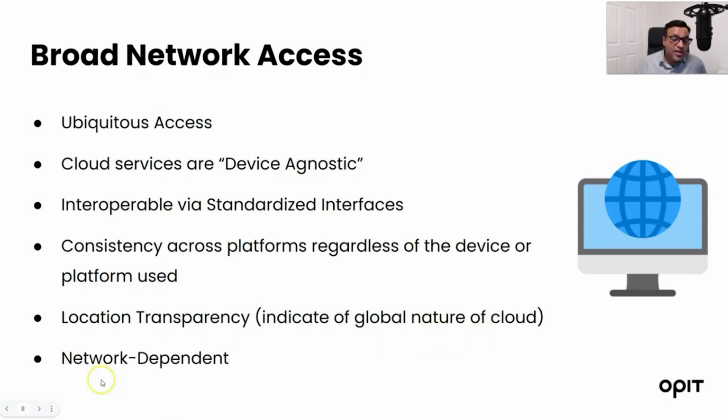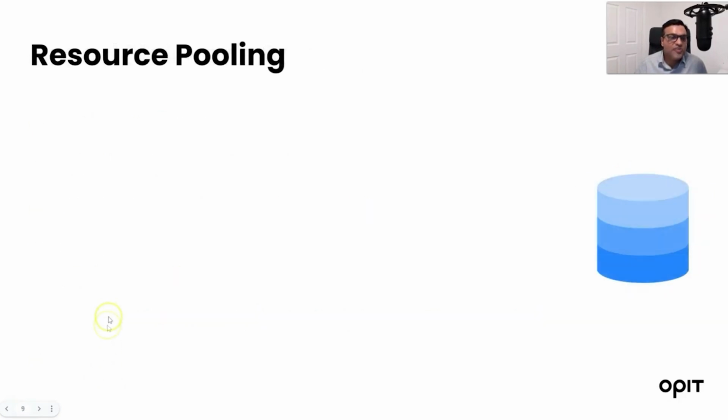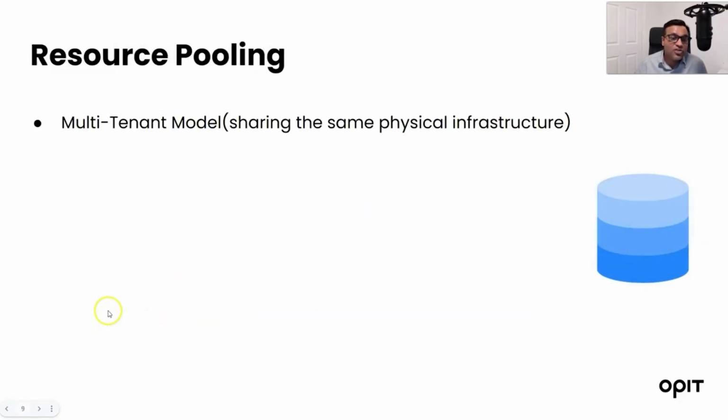The next thing is again network dependent. It's very important because of how the cloud computing power is delivered to us. It is delivered to us via internet. So that means having a high broadband connection is actually helpful, because we are going to get everything delivered to us via internet.